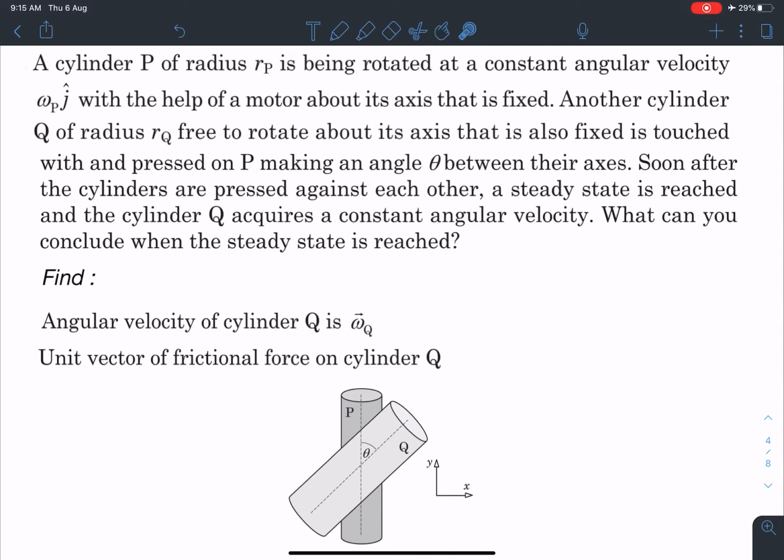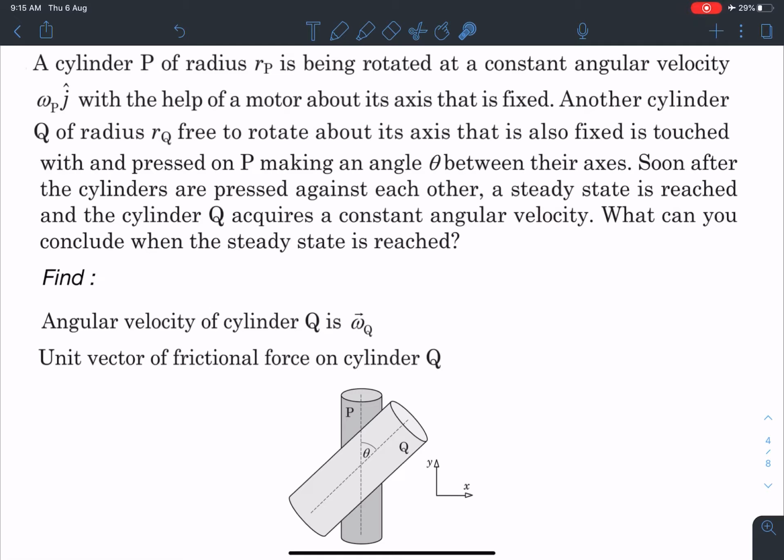A cylinder P of radius RP is being rotated at a constant angular velocity omega p j cap with the help of a motor about its axis that is fixed. Another cylinder Q of radius RQ, free to rotate about its axis, that is also fixed, is touched with and pressed on P, making an angle theta between their axes. Soon after the cylinders are pressed against each other, a steady state is reached and the cylinder Q acquires a constant angular velocity. What can you conclude when the steady state is reached? Find the angular velocity of cylinder Q, omega Q, and the unit vector of frictional force on cylinder Q.